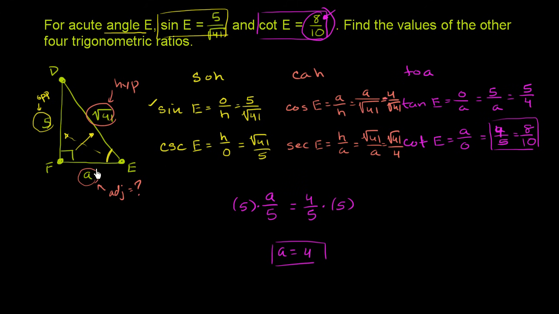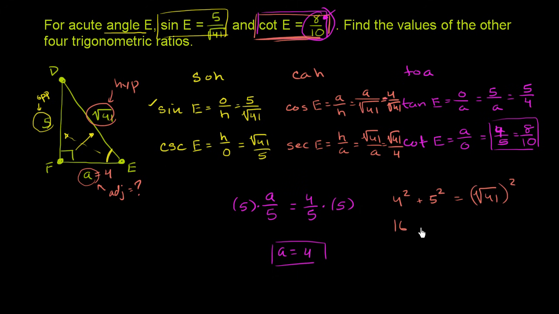We can verify that A is equal to 4 by using the Pythagorean theorem. In fact, we could have solved it that way, but the whole point of this problem, I suspect, is to establish this using the given information. But let's verify that A equals 4 satisfies the Pythagorean theorem. We have 4 squared plus 5 squared should be equal to the square root of 41 squared, the hypotenuse squared.